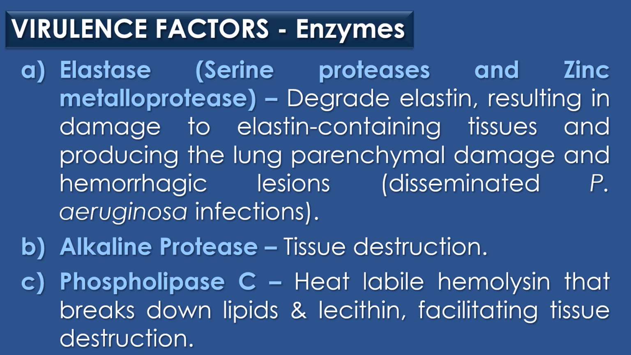Elastase or serine protease and zinc metalloprotease degrade the elastin, resulting in the damage of elastin containing tissues and producing lung parenchymal damage and hemorrhagic lesions. The hemorrhagic lesions are associated with disseminated Pseudomonas aeruginosa infections. Next, the alkaline protease enzyme is involved in tissue destruction, and the phospholipase C is a heat labile hemolysin that breaks down the lipids and lecithin, facilitating the tissue destruction.